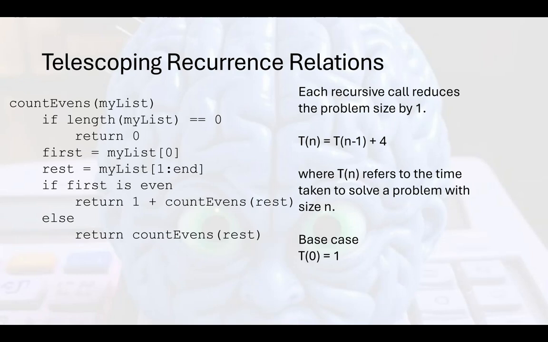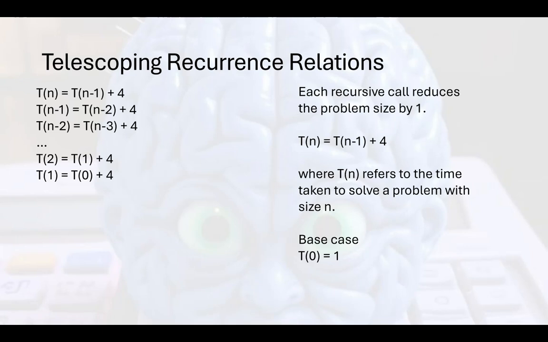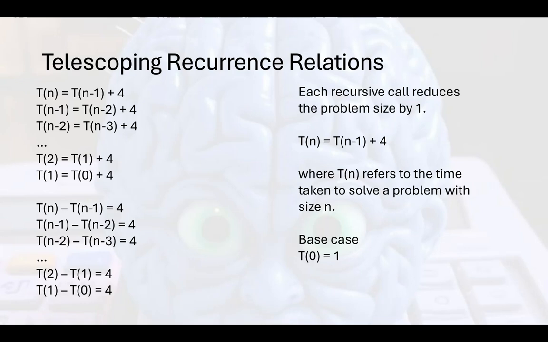Our base case is t of 0 equals 1. It's t of 0 because the problem size equals 0 when our base case is called. So that's lines 1 and 2 inside the algorithm. We're going to solve this by doing a technique called telescoping. Consider the first few and the last few lines of how this is going to look. Hopefully that all makes sense. We're going to rewrite it by subtracting all of the t of n minus 1, n minus 2, etc. to the left-hand side of each equation.